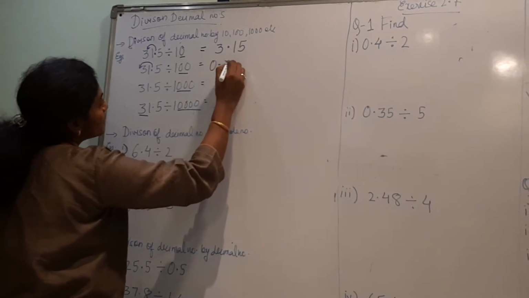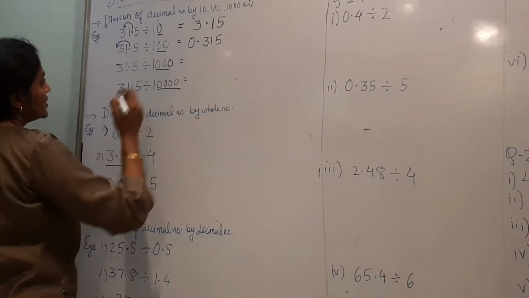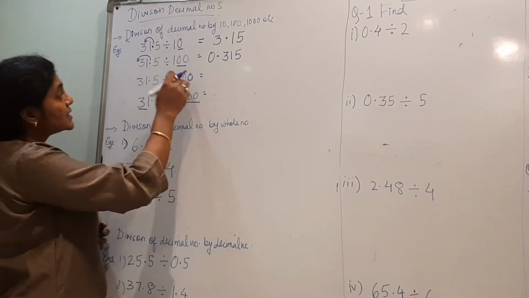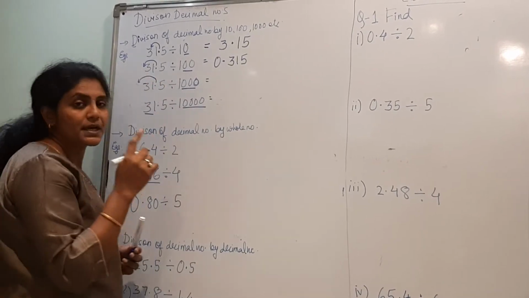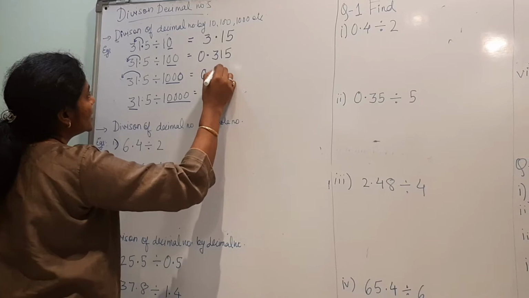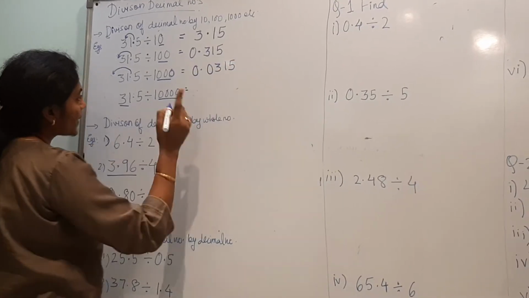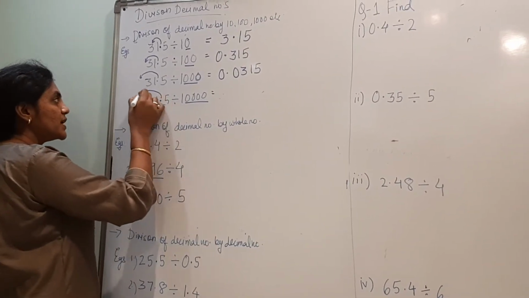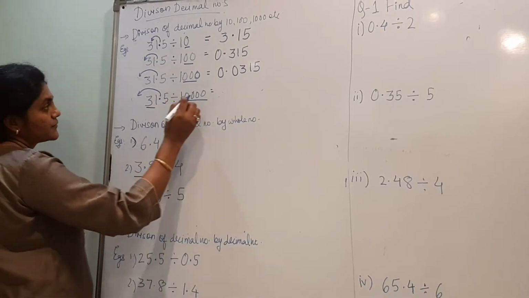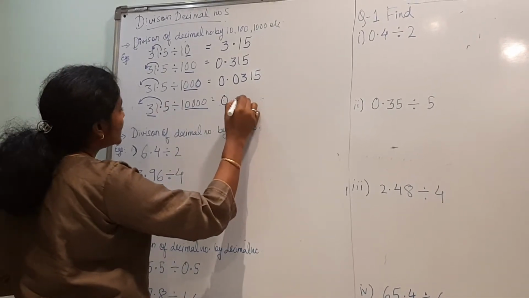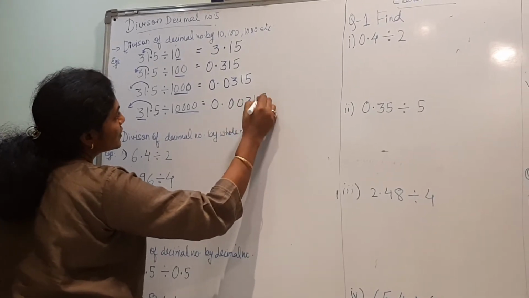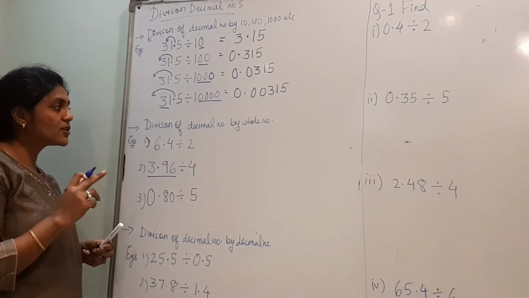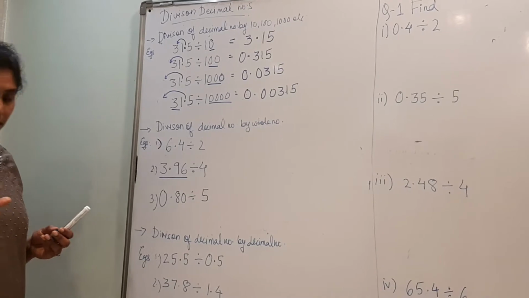So this will be 0.315. Then 31.5 divided by 1000. How many zeros? 3 zeros. The point will be shifting 3 digits towards the left, so this will be 0.0315. Now how many zeros? 4 zeros. So the point will be shifting 4 digits towards the left. So this will be 0.00315.